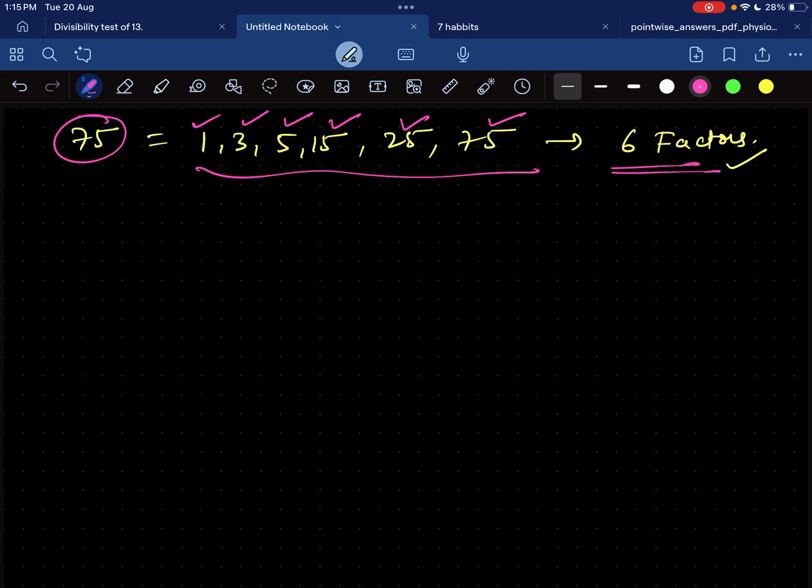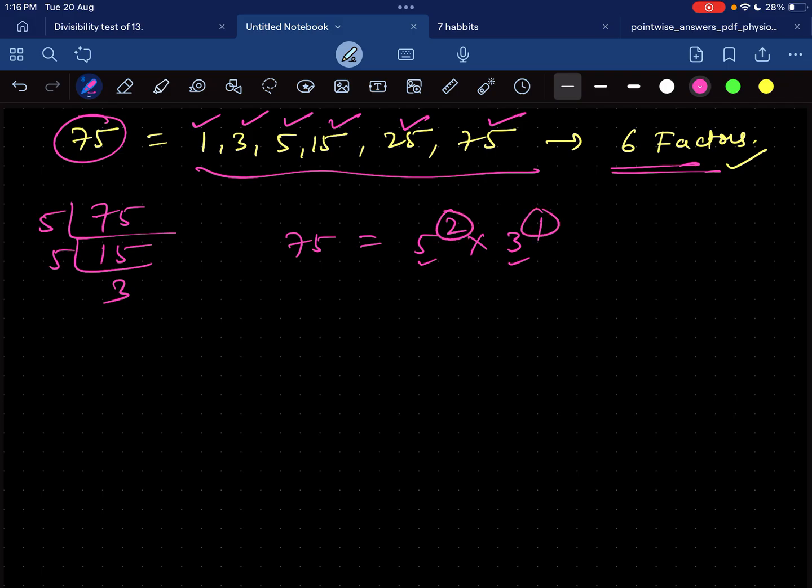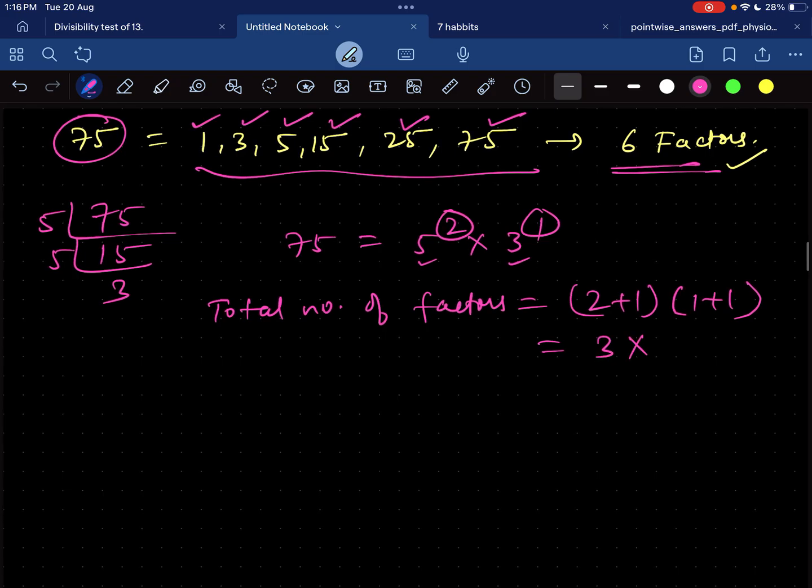So how to make a formula from this? We find the prime factorization first. If you write 75 in prime factor form, it is 5 squared into 3 power 1. So there are two prime factors of 75, 5 and 3, and the powers are 2 and 1. If we find the total number of factors, then we know that it is (2 plus 1) into (1 plus 1), which is 3 into 2, 6. You can verify this. We have seen the 6 factors, and by this formula also we get 6.